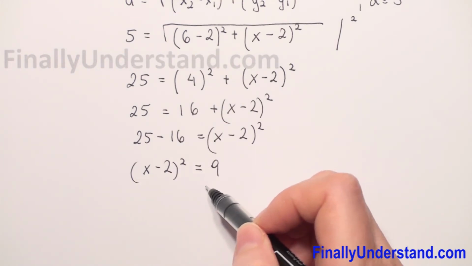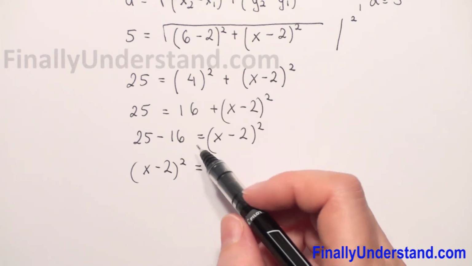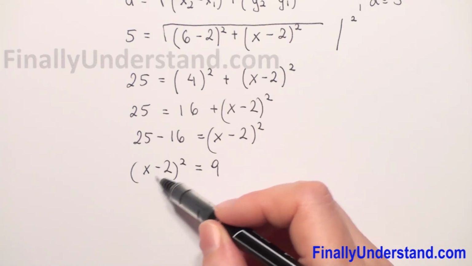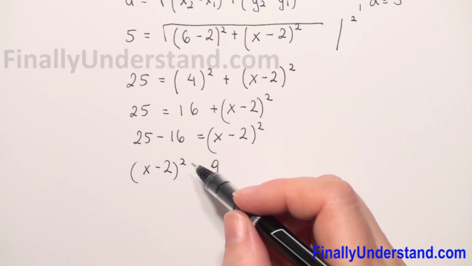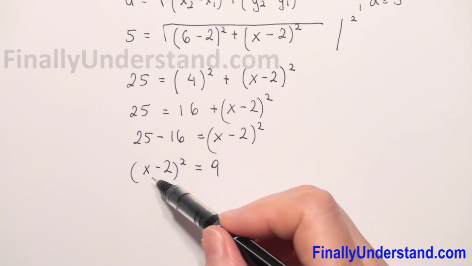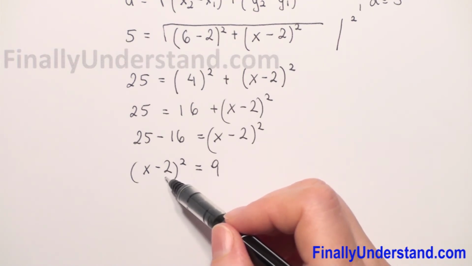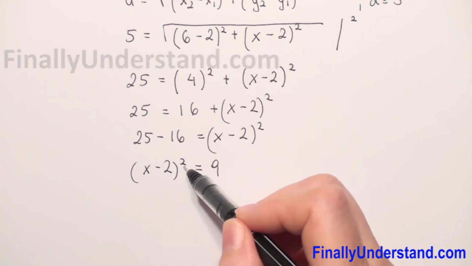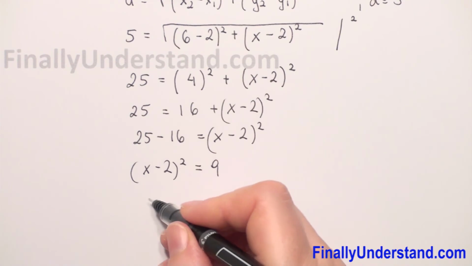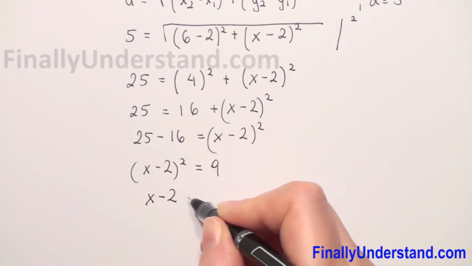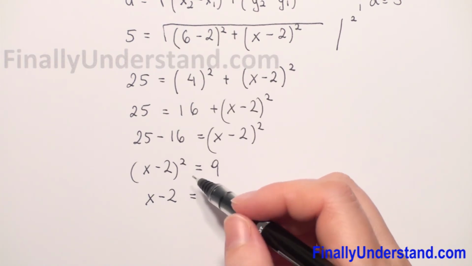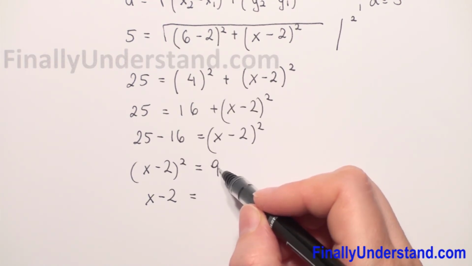How can we solve this equation? You can always raise the expression on the left side to the second power, but the easiest way is to ask yourself a question. X minus 2, this expression raised to the second power, must give you 9. So let me write: x minus 2 is equal to what? Which number raised to the second power gives you 9?